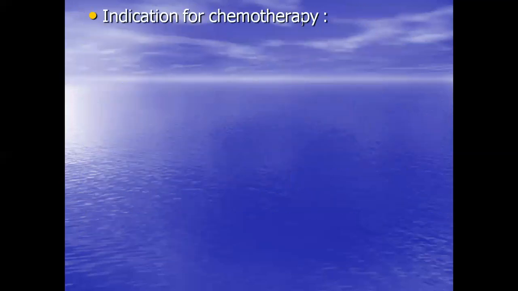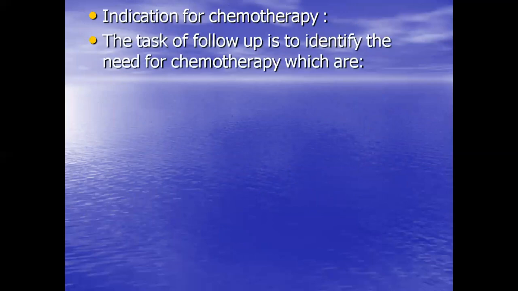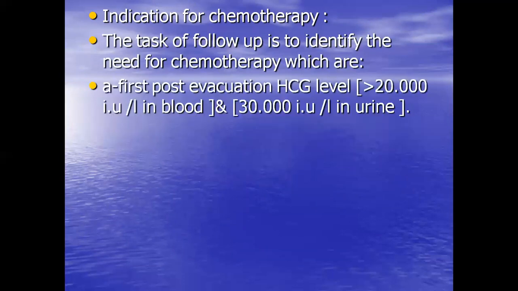Indication for chemotherapy. Now, which patients are going to take chemotherapy? The task of follow-up is to identify the need for chemotherapy, which are, first, post-evacuation HCG level more than 20,000 international units per liter in the blood and 13,000 international units in urine, which means that there is a high amount of malignant tissue. So we have to give chemotherapy if there is a high level of beta HCG.